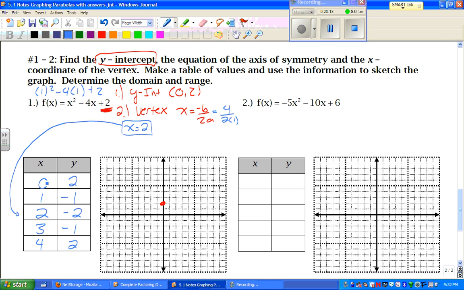Plot the points. I already put the point 0, 2 on there. That's good. I have 1, negative 1. So, right 1, down 1 is that point. I have 2, negative 2. So, right 2 and down 2. I have 3, negative 1. So, over 3, down 1. And I have 4, 2. So, right 4, up 2. Do you see your parabola? Hope so. Draw it as close to a U as you can.